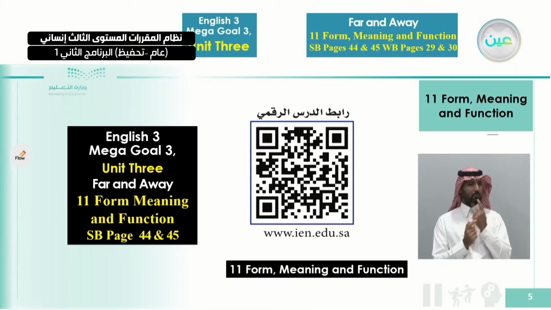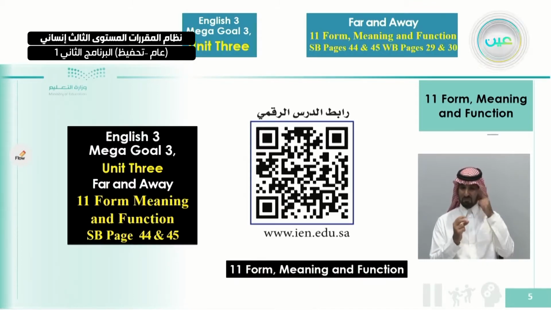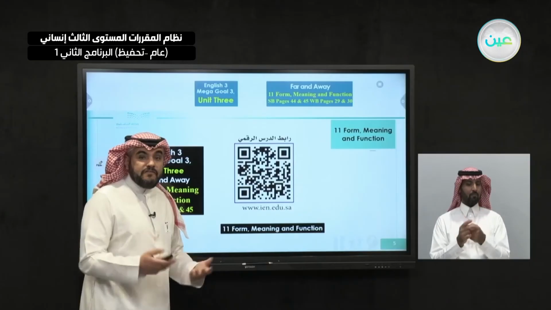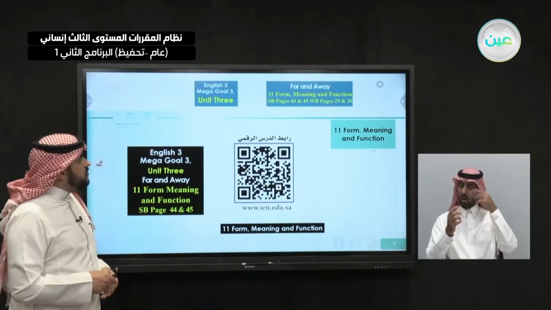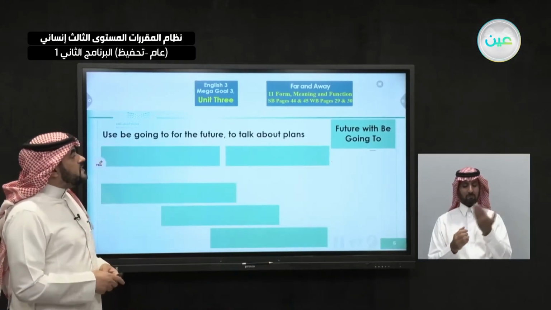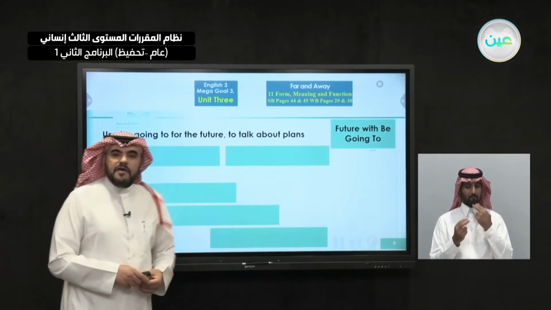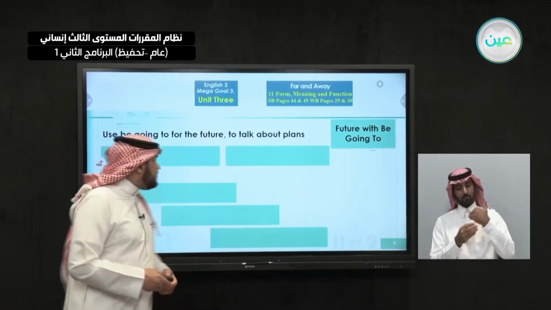Okay, now we are coming to our class today, which is form, meaning, and function. You can find all materials related to this subject on this QR code. You can scan it and find all the materials needed for this class. Now let's start with future with be and going to.